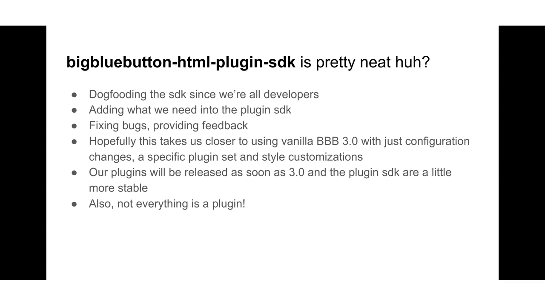And hopefully this will take us closer to using the standard BigBlueButton 3.0 version with just a few configuration changes, with a specific plugin set and a few style customizations. In reality, I think we'll still have a few parts of the core which will have our custom code there, but it will be a lot closer to the standard version. And hopefully this will allow us to be always caught up with the latest BigBlueButton versions and features. Our plugins will be released as soon as the SDK is a little more stable. Right now, we're constantly refactoring stuff, rewriting stuff, because it's all pretty new.